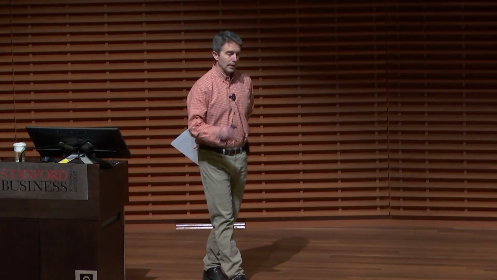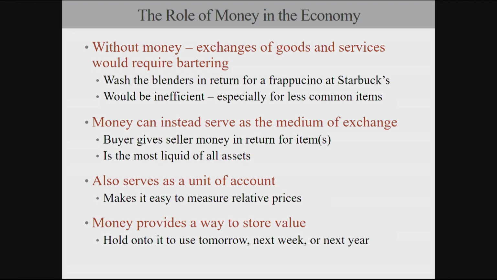And you would essentially need to find, for bartering to happen, someone who both has what you want and wants what you have. So you'd need a coincidence of wants. And that could be pretty inefficient. So instead, we have money that can serve as a medium of exchange.